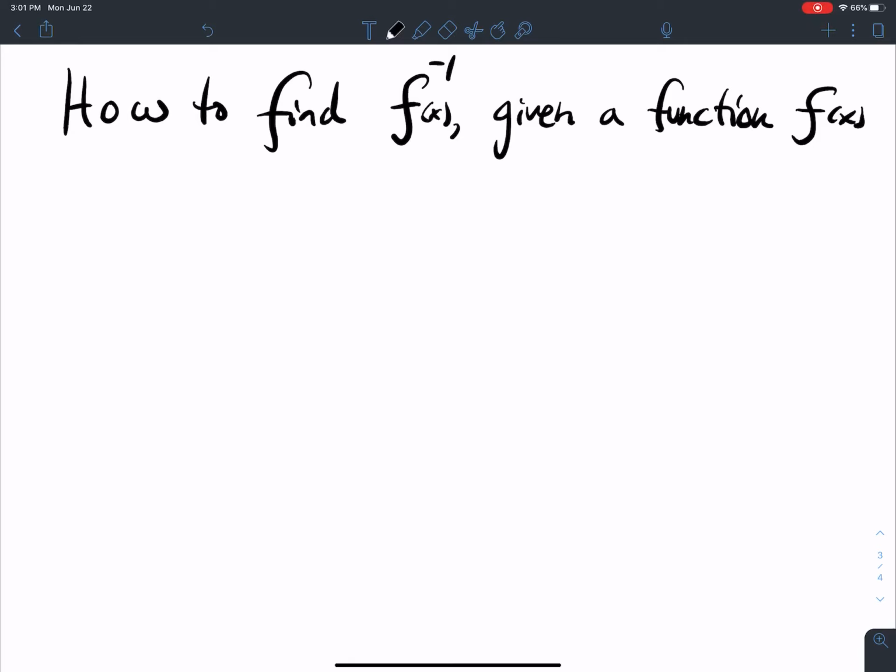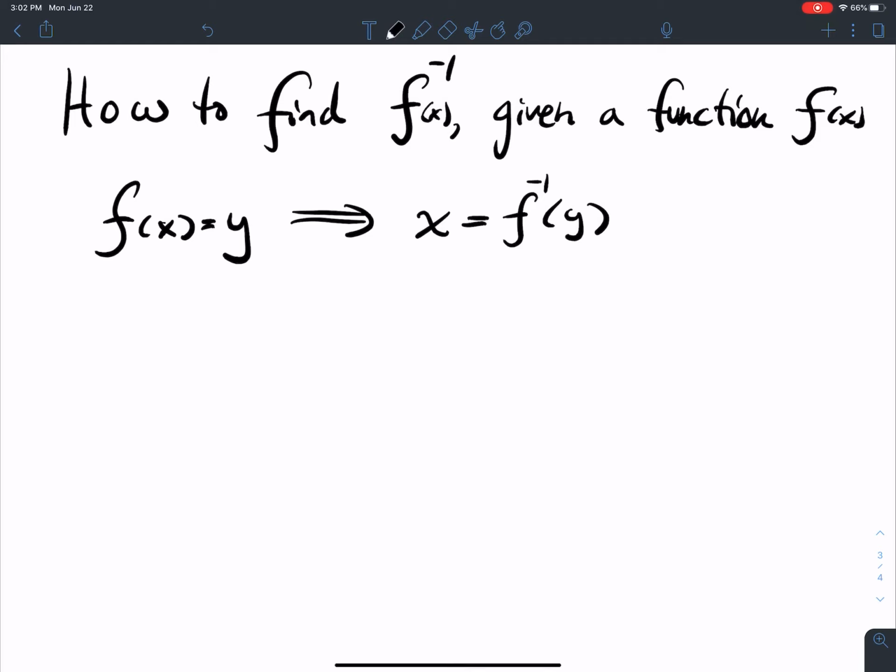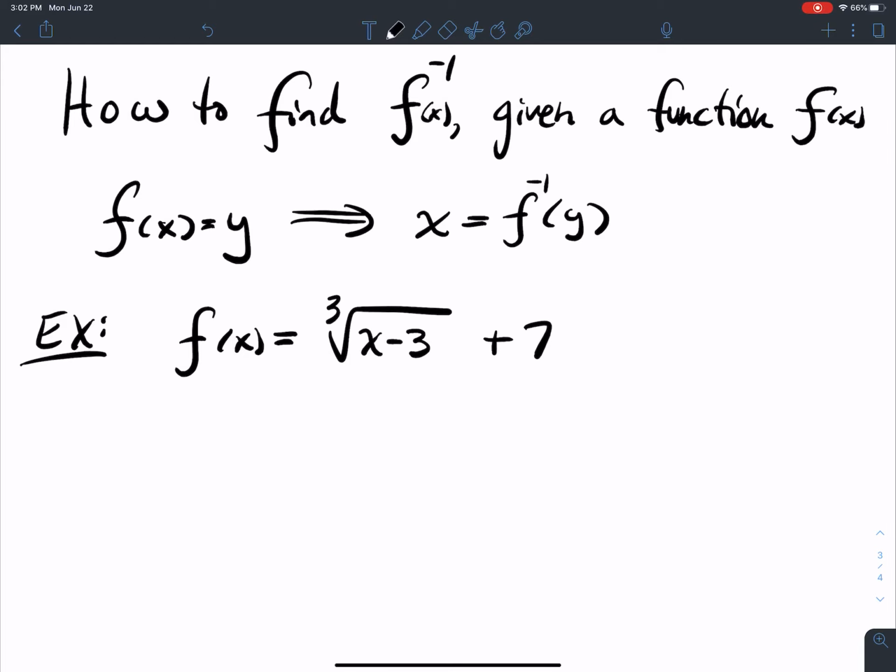So in this video, we're going to talk about how to find the inverse function. If we're given a function f of x equal to y, I want to find x equal f inverse of y. I'm looking for the inverse function. So how do I do that? Let's do an example. Here's your example: f of x equals the cube root of x minus 3 plus 7.